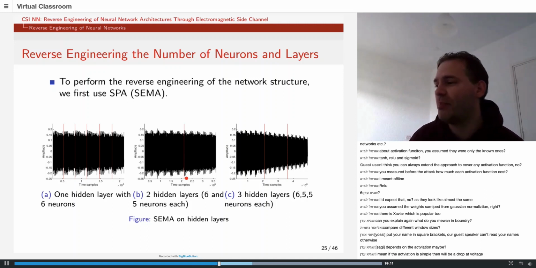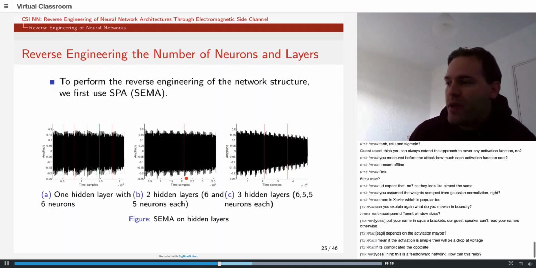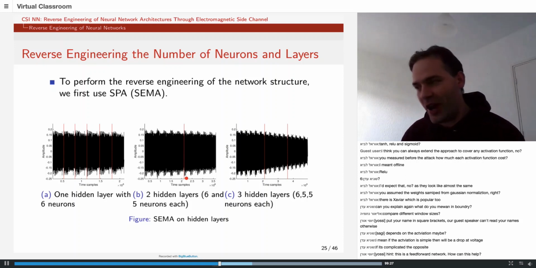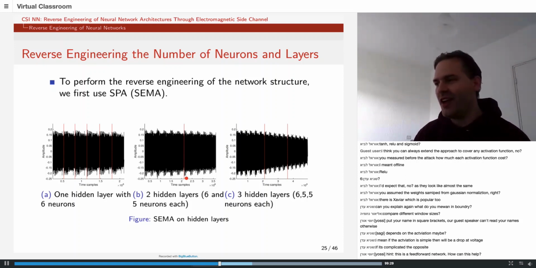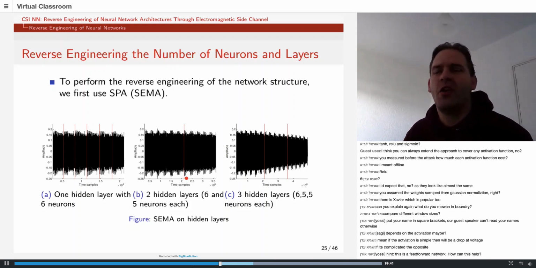If the activation is simple, there will be a drop in voltage. Yes, maybe. It's complicated the opposite. So yes, feed-forward network. How can this help? Very good hint. But let me just explain why. Well, a drop in voltage. So regardless of whether it is a drop or a spike of voltage, we still do not know that this is the end of a layer or something happening within a layer.